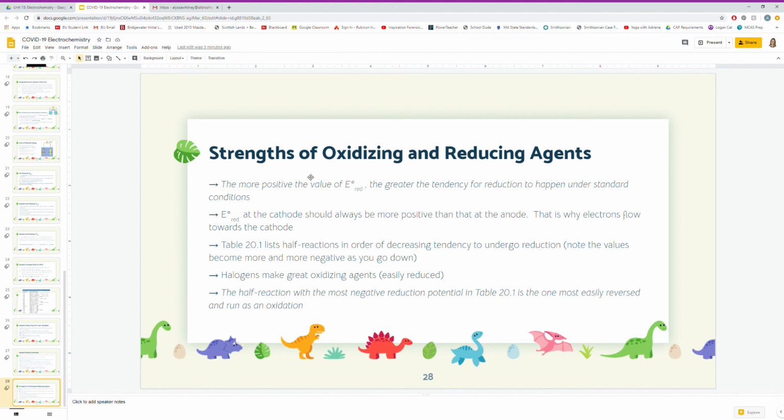Halogens make great oxidizing agents because they're easily reduced because they really want electrons. And then at the bottom, the half reaction with the most negative reduction potential is the one that's the most easily reversed and run as an oxidation.